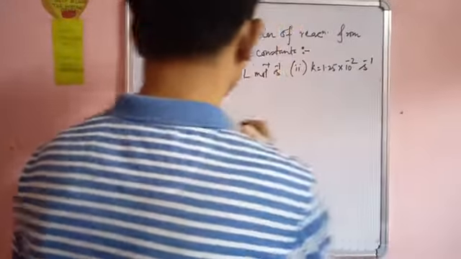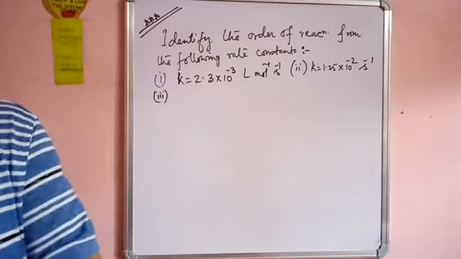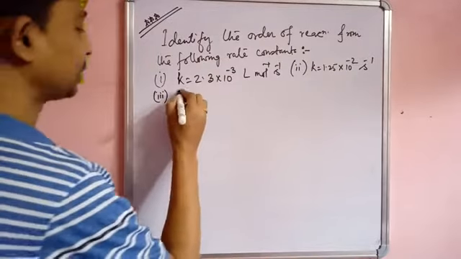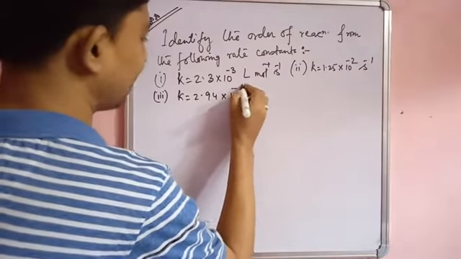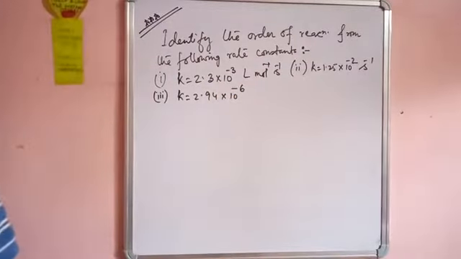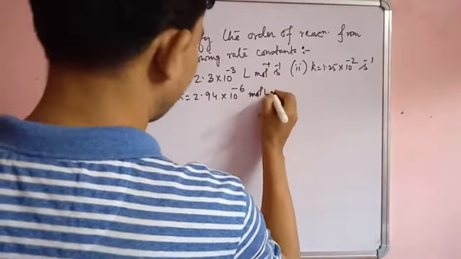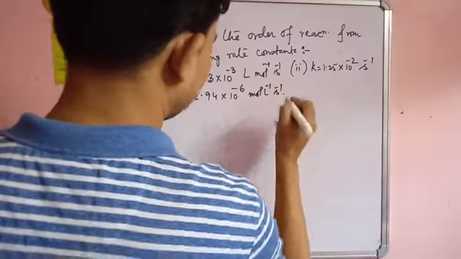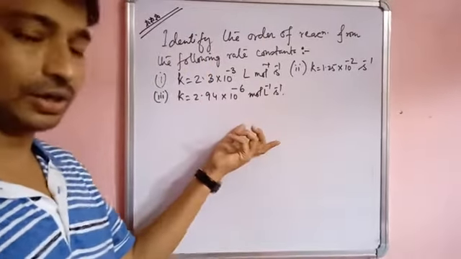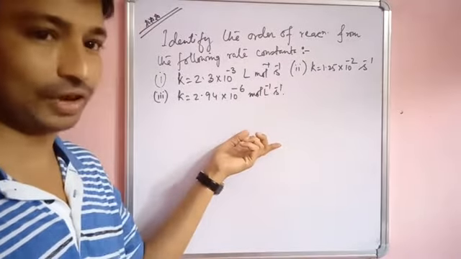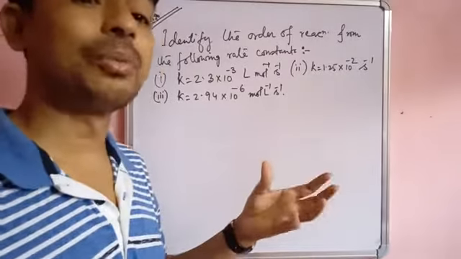The third question is k equal to 2.94 into 10 to the power minus 6 mole per liter per second. So the rate constant values are given. From the value of rate constant we have to determine the order of reaction, means we have to determine the small n.